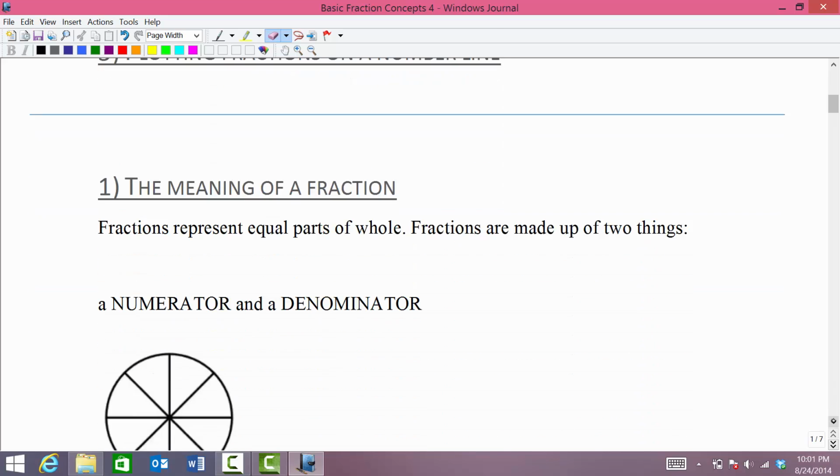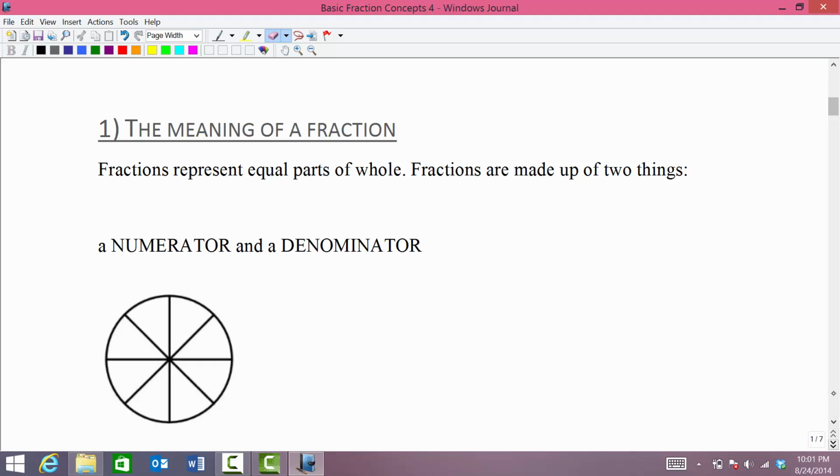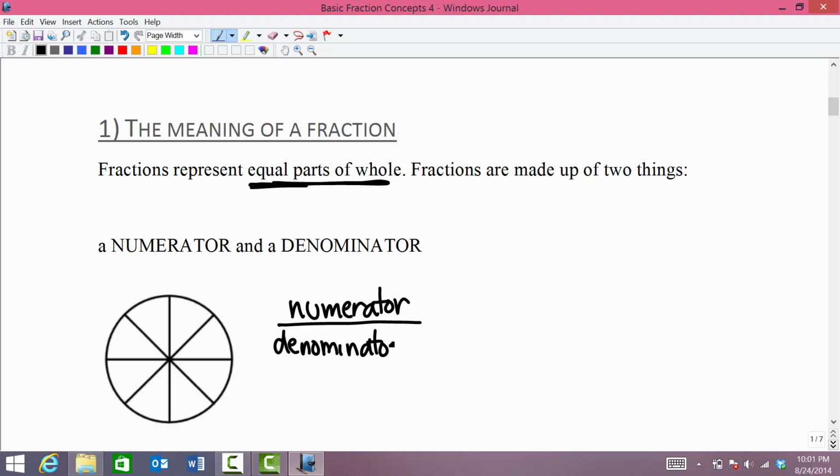First, let's start with the meaning of a fraction. It's really important that we understand that fractions are representing a number of equal parts of a whole. Fractions are made up of 2 parts, a numerator and a denominator. The numerator is what goes on top of a fraction, and the denominator is the number that's on the bottom of the fraction.